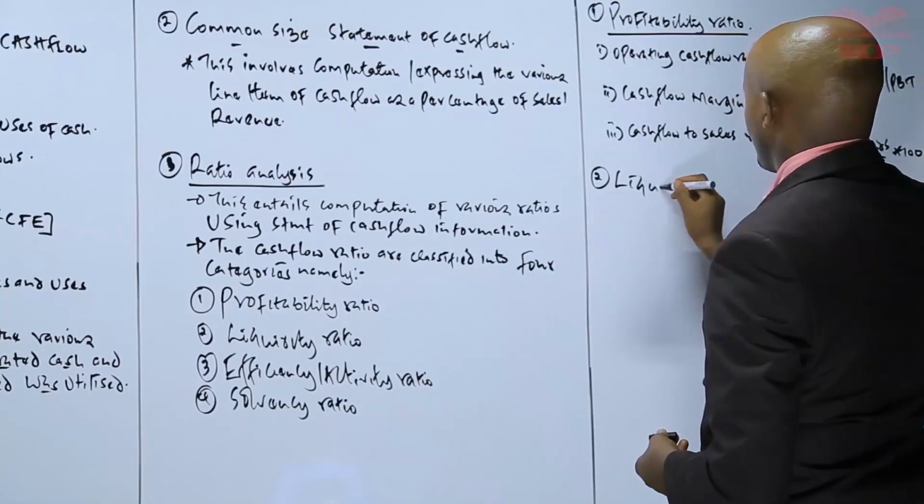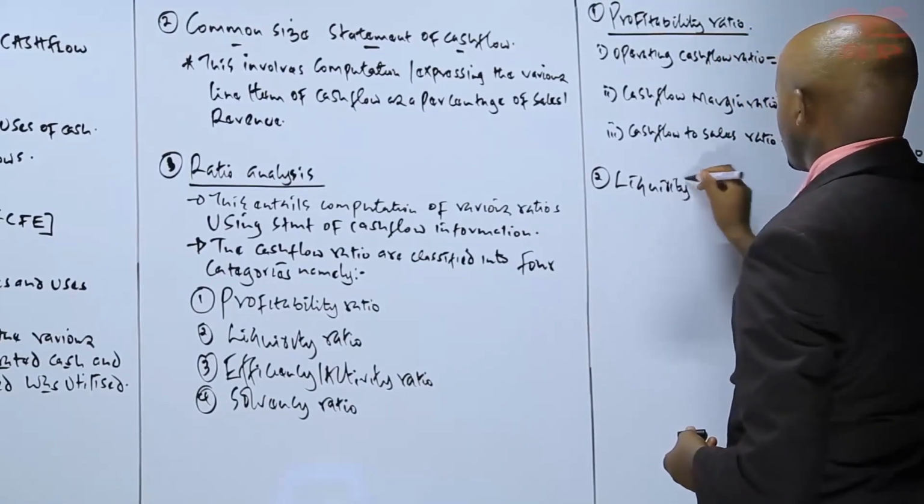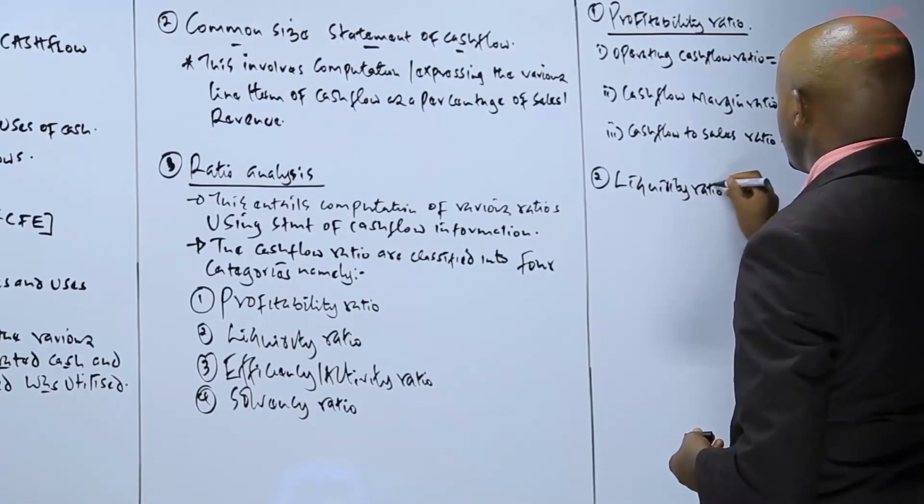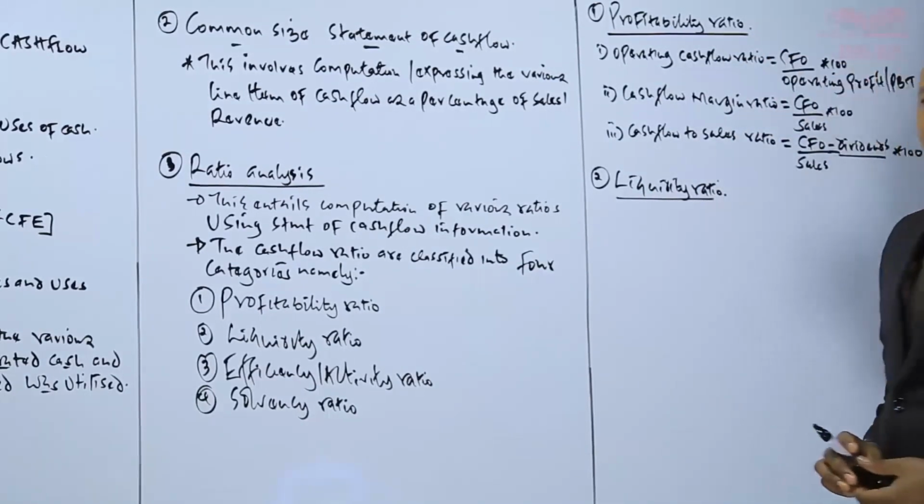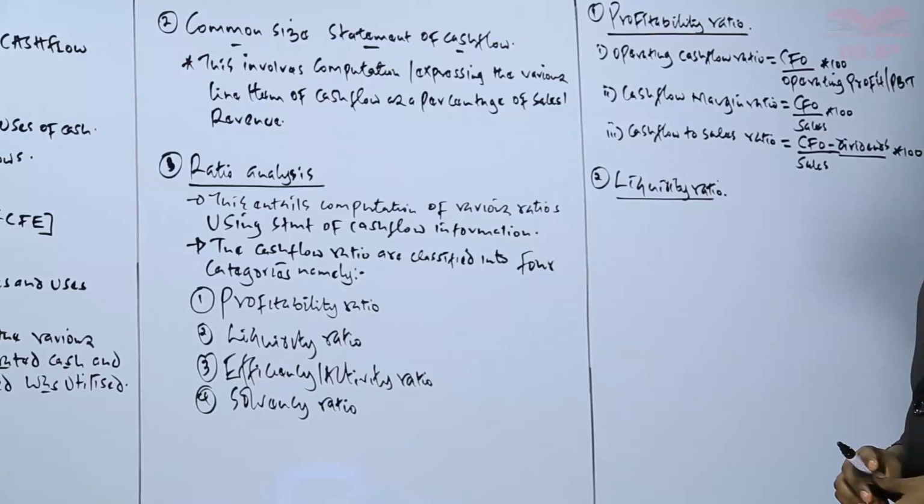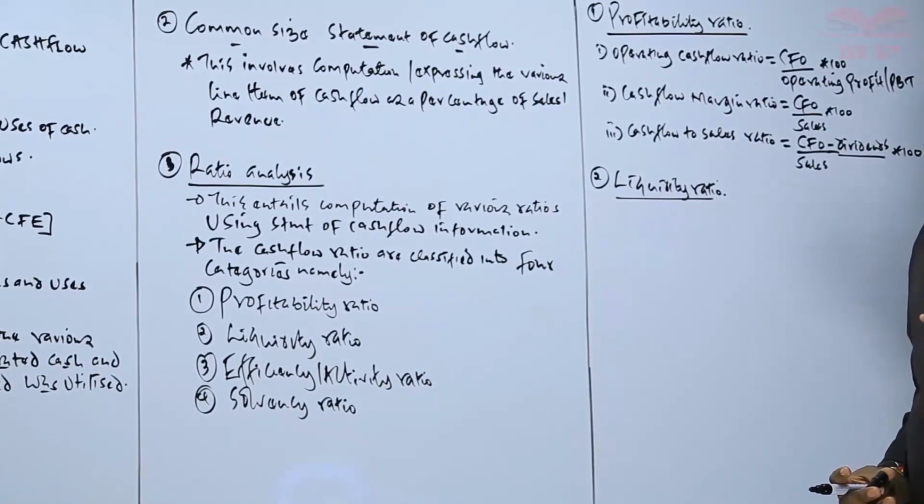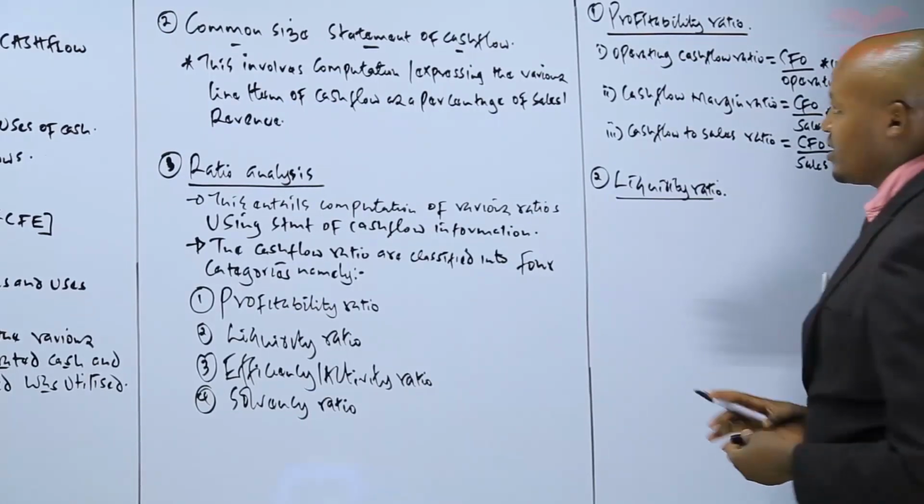The other category of cash flow ratios is what we refer to as the liquidity ratios. Remember, we have said that liquidity ratios are those particular ratios which are computed basically to evaluate whether an entity will be in a position to pay its short-term debt whenever they fall due.